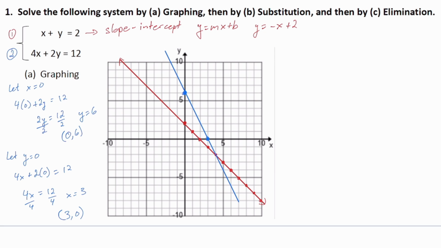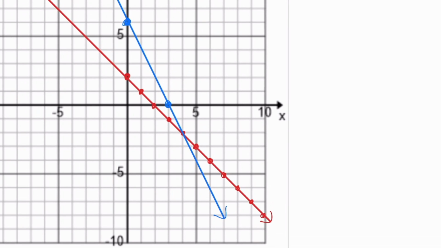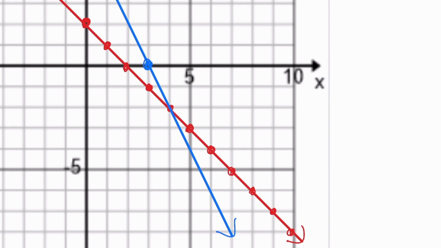Now that I've drawn my graph, I want to find out where these 2 lines intersect. That's what it means to be a solution of this system of equations, is that it satisfies all of the equations that are in the system. And in this case, there's one spot right here. Mark here in purple, right there. And this point right here where they overlap is the point (4, negative 2).